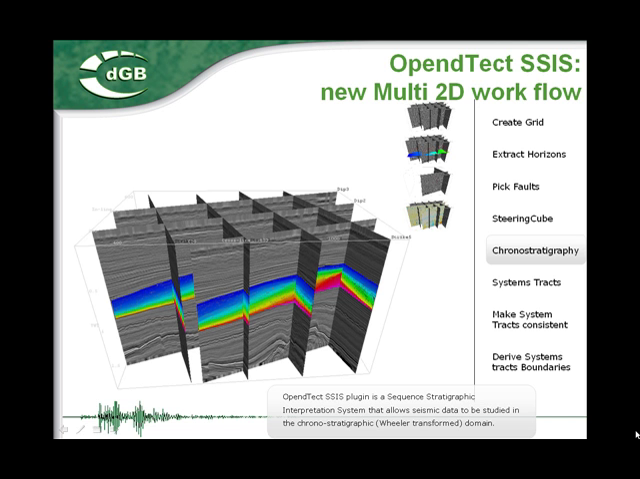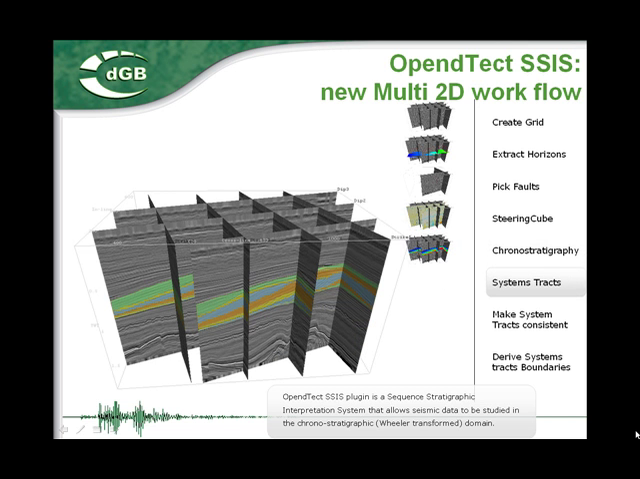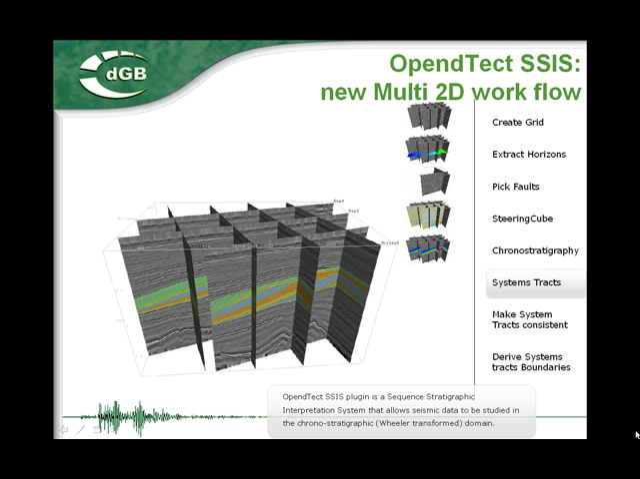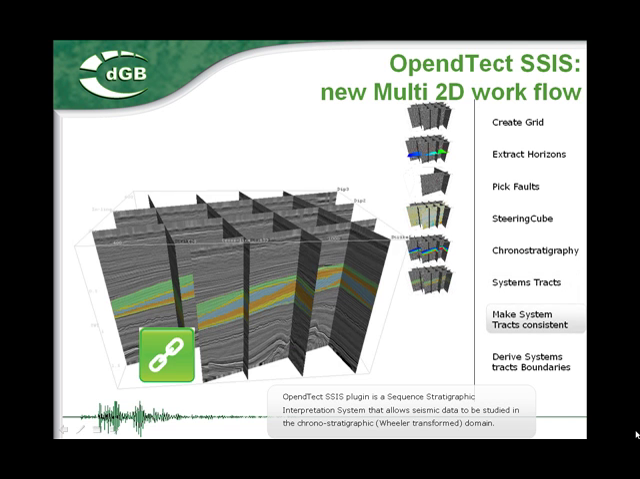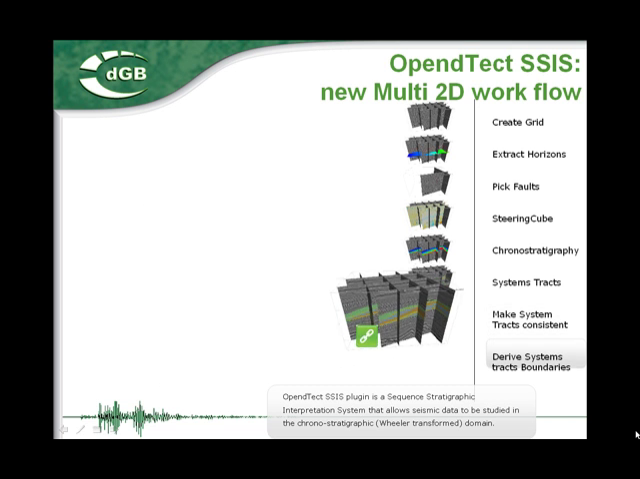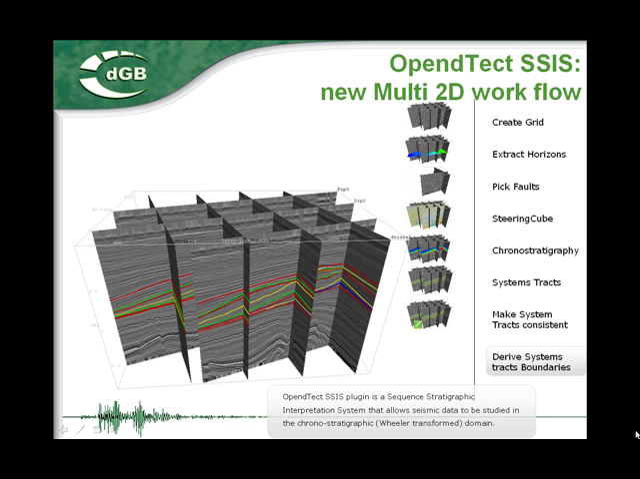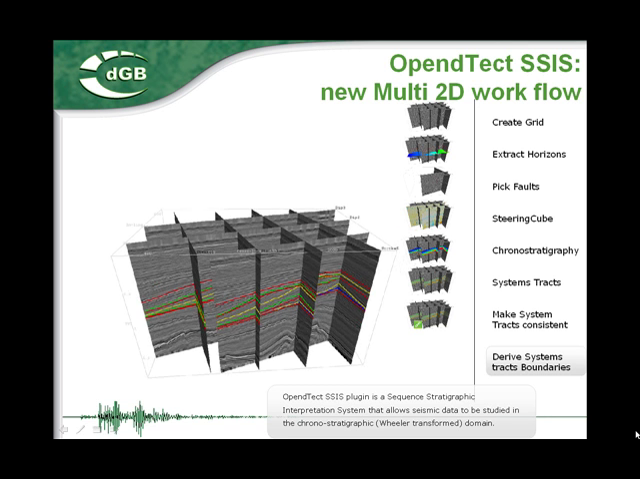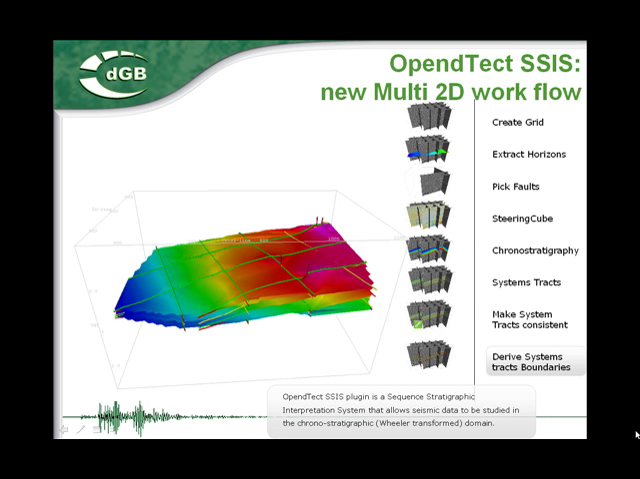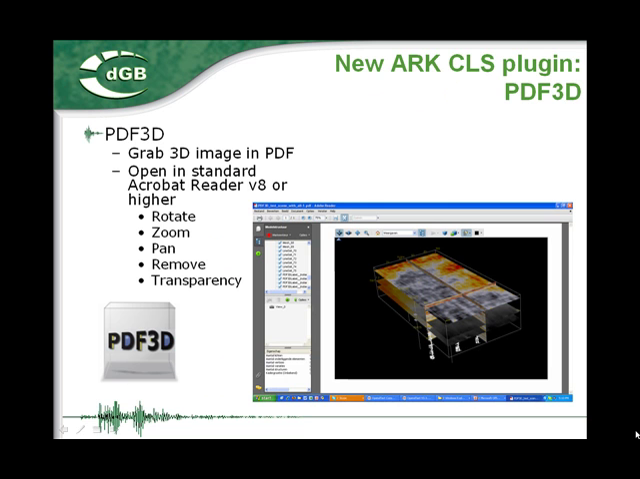The chronostratigraphy will not match at the intersections. We use it to make a systems tract interpretation, which we make consistent over the entire grid. Next, we derive system tracts boundary horizons. And finally, we can use the gridding algorithms in OpenDetect to convert these 2D horizons to 3D systems tracts horizons.